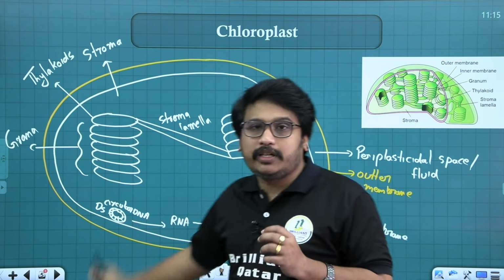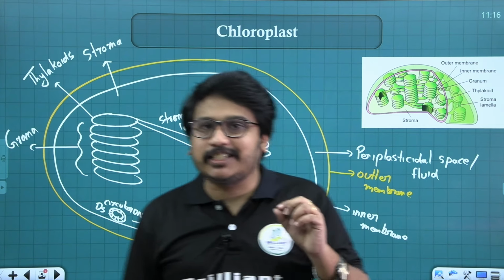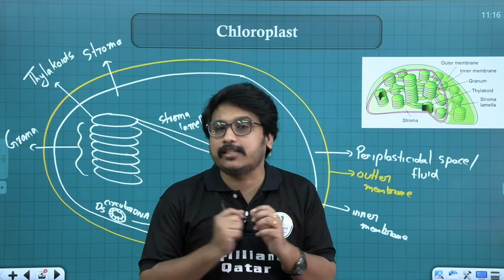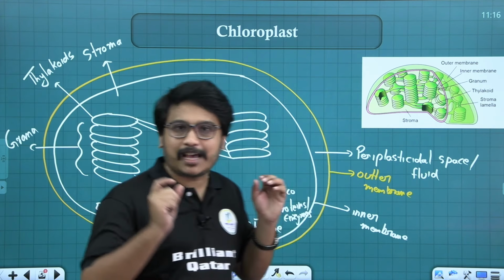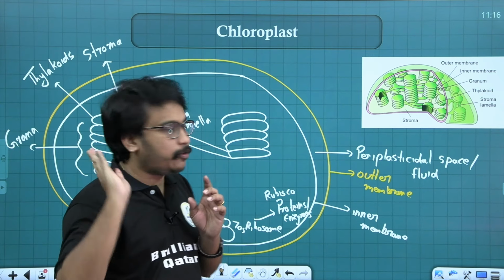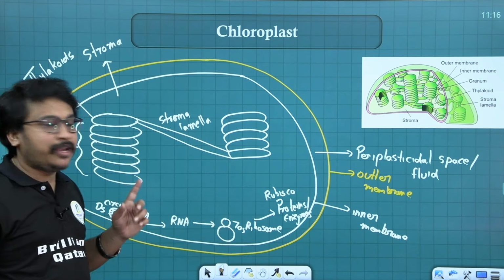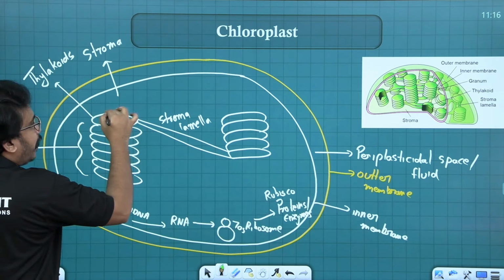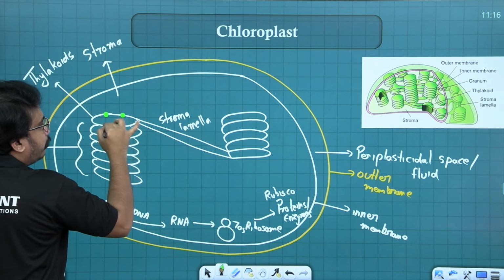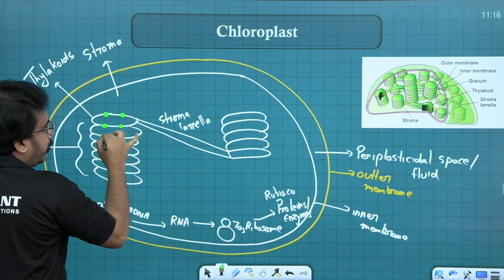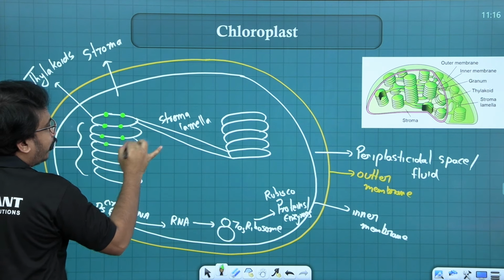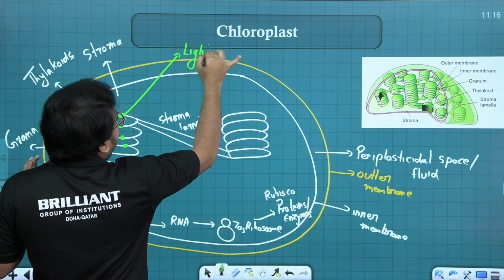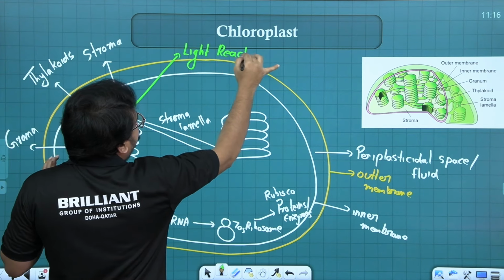Then we are going to divide the chapter into two, light reaction and dark reaction. So where is the light reaction taking place and where is the dark reaction taking place? Let's have a small discussion. First of all, light reaction will occur in the grana or the thylakoid because they have chlorophyll pigments. So pigments are located on this thylakoid. So here in the thylakoid only, the light reaction will occur.